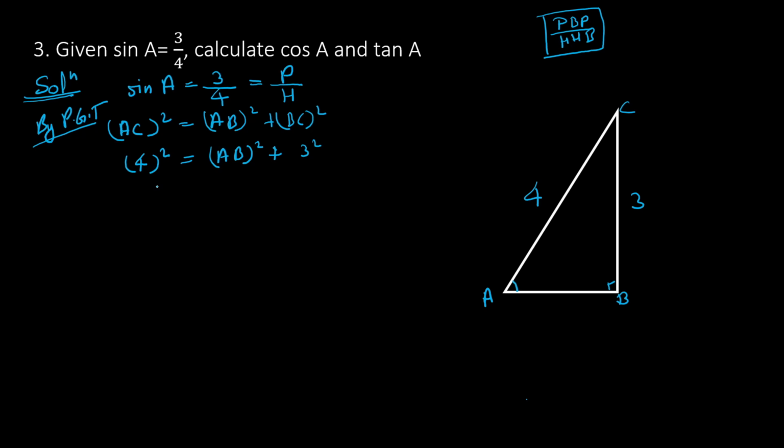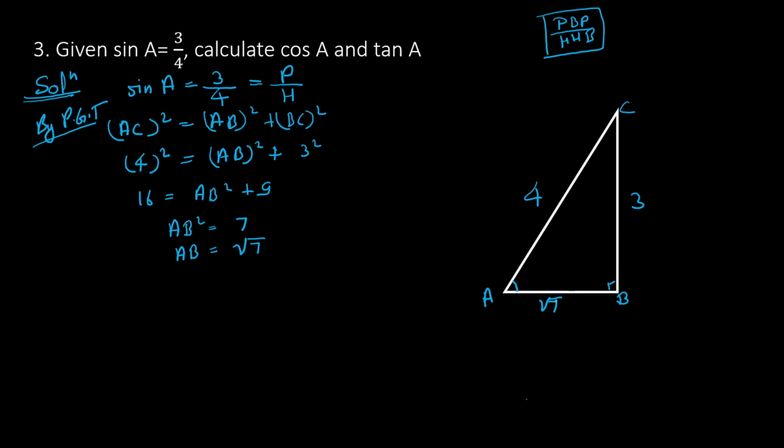Now what we will do, 4 square is 16 equal to AB square plus 3 3s are 9. So AB square equal to 16 minus 9 equal to 7. So AB equal to, taking the square root on both sides, under root 7. So AB is under root 7.